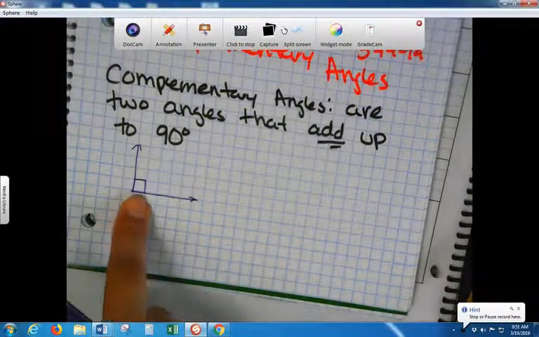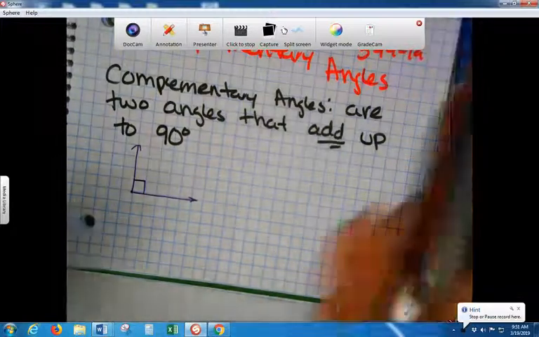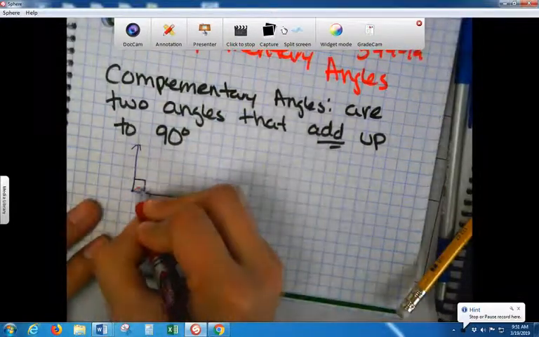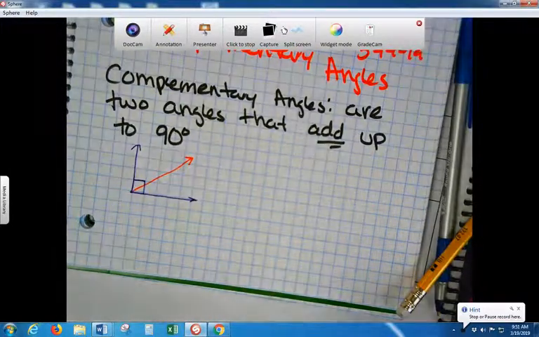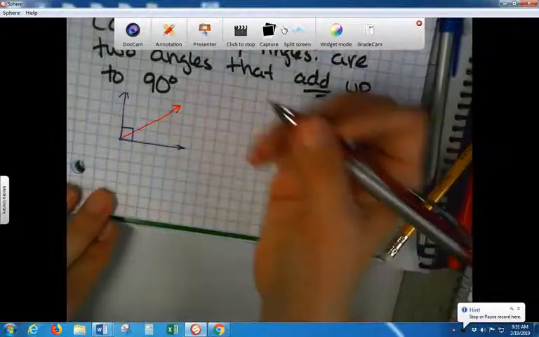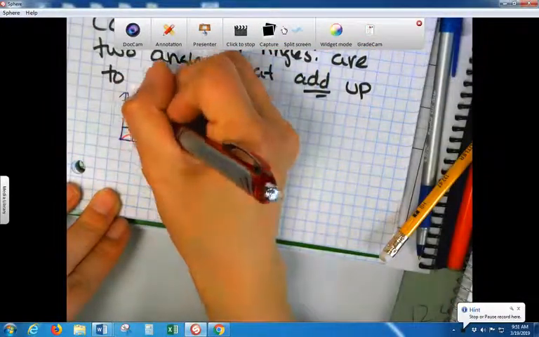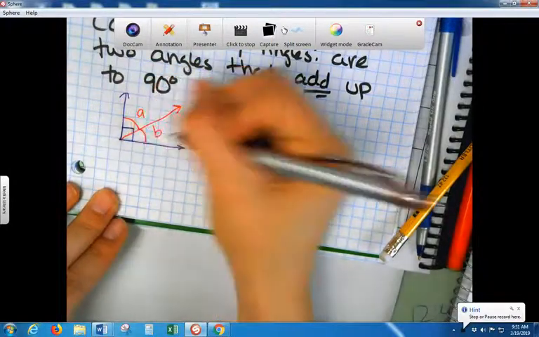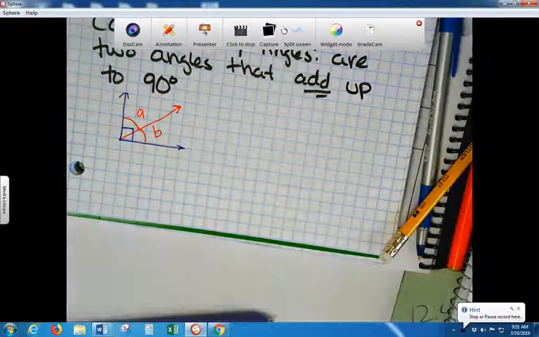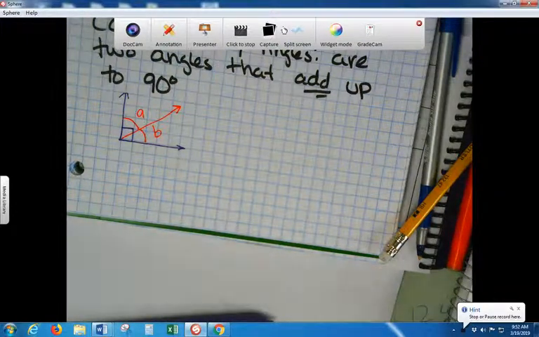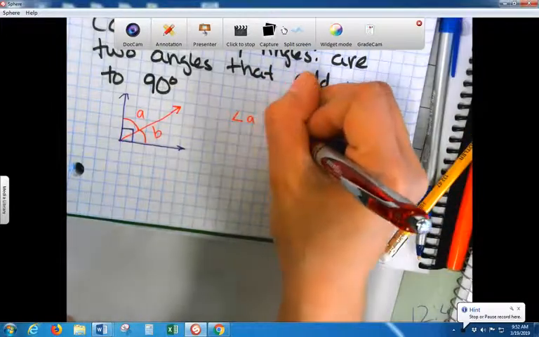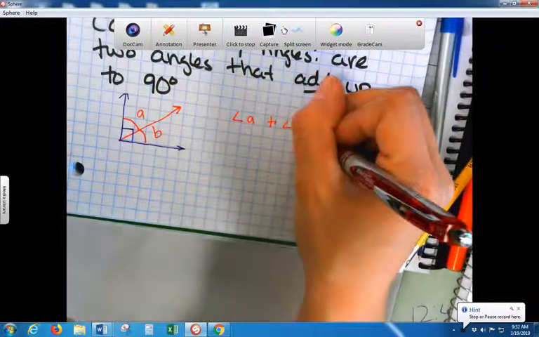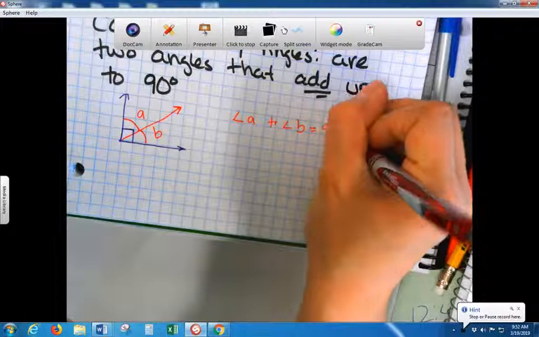So what we're going to do is split this anywhere and draw a line in the middle in order to create two angles. So now I have two angles. I'm going to call this one angle A and this one angle B. Together, they form a 90-degree angle. Separately, they don't, but together they do. So we're going to say that angle A plus angle B equals 90 degrees.